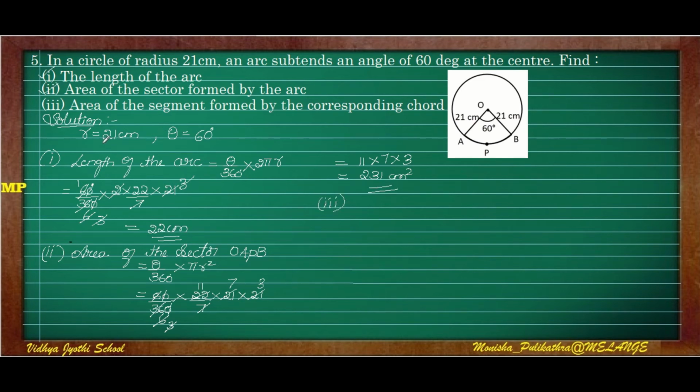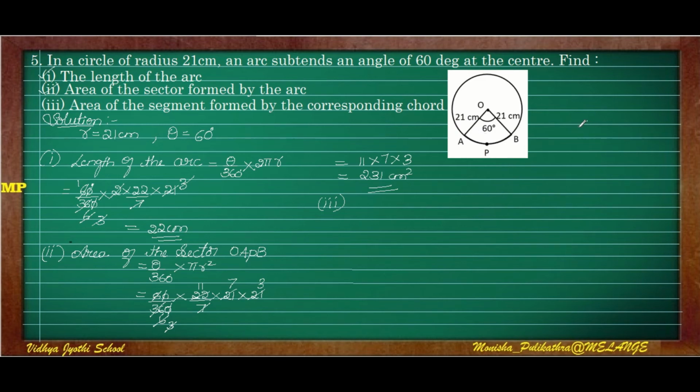Next it is area of a segment formed by the corresponding chord. So area of the segment formed by the corresponding chord. So now here we have to take a chord. If we consider this AB as a chord, then the area of a segment formed by the corresponding chord will be this ACB, only this much. Okay, so this ACB will become the segment.